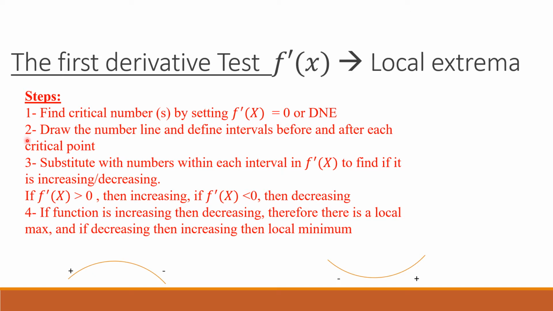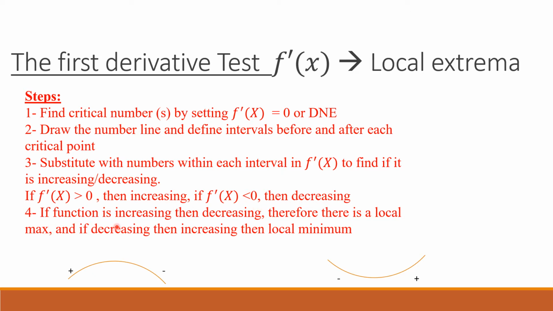First step. Second step, I will draw the number line and define on it the 2 or 3 or maybe 1 critical number that I found, and I will define the interval before and after each of the defined critical points. Then I will start substituting with the numbers within each interval and find if the first derivative is greater than 0, then my function is increasing.